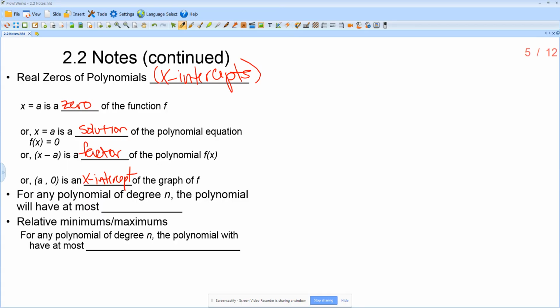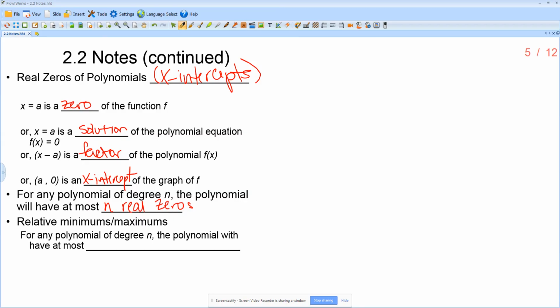X equals a is a zero. X minus a is a factor. X equals a is a solution for when the function is equal to 0. And a comma 0 is an x-intercept on the graph. For any polynomial of degree n, the polynomial will have at most n real zeros. So if I have a polynomial with degree 5, there are at most 5 real zeros. There cannot be more than that. There can be less, but there cannot be more.